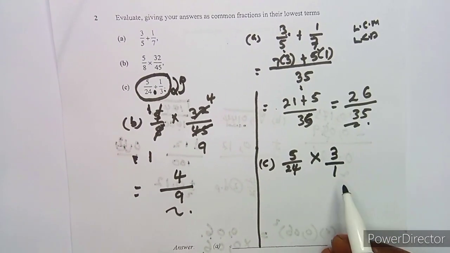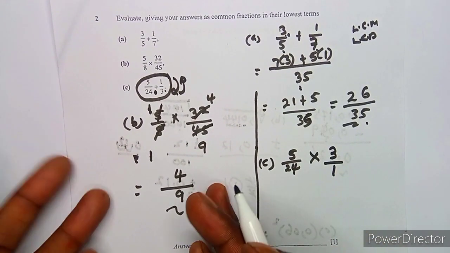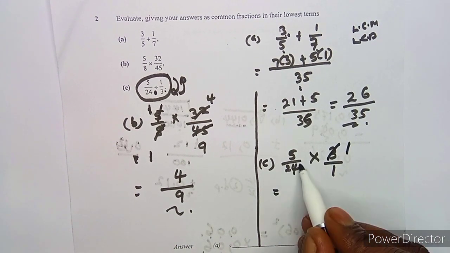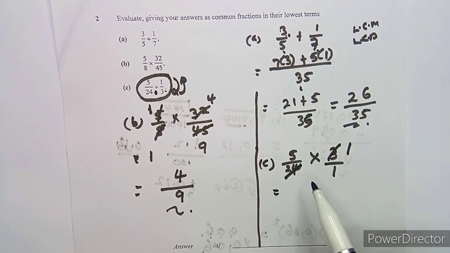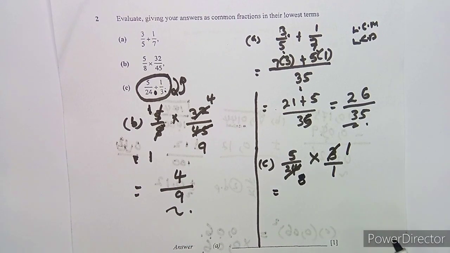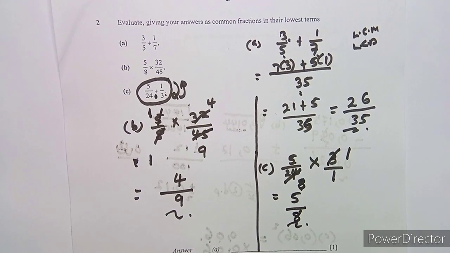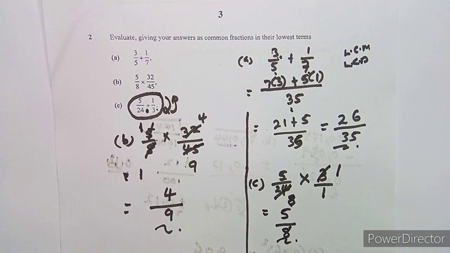3/1. So under multiplication, as you can see, just like what we did here, we can reduce our fraction by what is common. 3 into 3, that is 1, 3 into 24 is going to give us 8. So we can multiply 5 times 1, which is 5, over 8 times 1, which is 8. So the answer is going to be 5/8. So guys, as you can see, some of these questions are a little bit direct to the point.